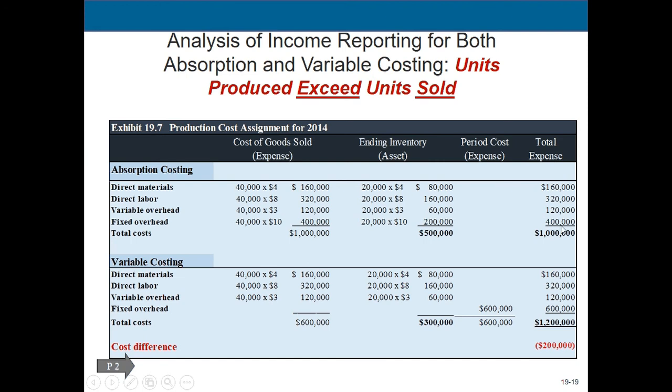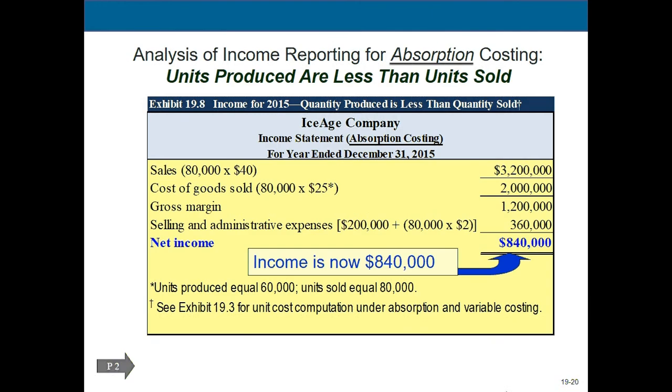See here, fixed overhead's only expensed at 400,000, and under variable costing, fixed overhead, the whole thing, because it's considered a period cost, the whole thing gets expensed at 600,000, making our cost higher. If costs are higher, net income is lower, right? If costs are higher, net income is going to be lower. All right, so when units produced are less than units sold, then obviously we're going to get a very different picture. So net income, here it is.